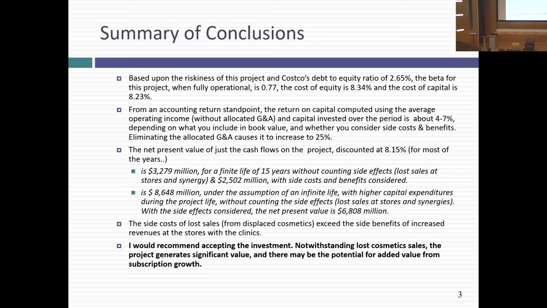If my net present value had been mildly negative, and in my case, it doesn't, I'm accepting the project anyway. This is icing on the cake if I get subscription growth. You know what I mean by the subscription growth, right? Which is a part of Costco's revenues come from people paying. I think the annual subscription now is $69, $79, whatever it is. So those subscribers pay $79 a year. Adding the clinics might actually increase their subscribers. And here's why.